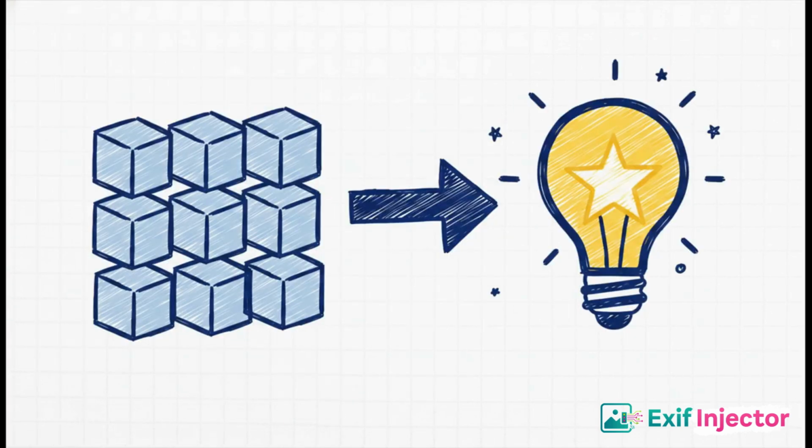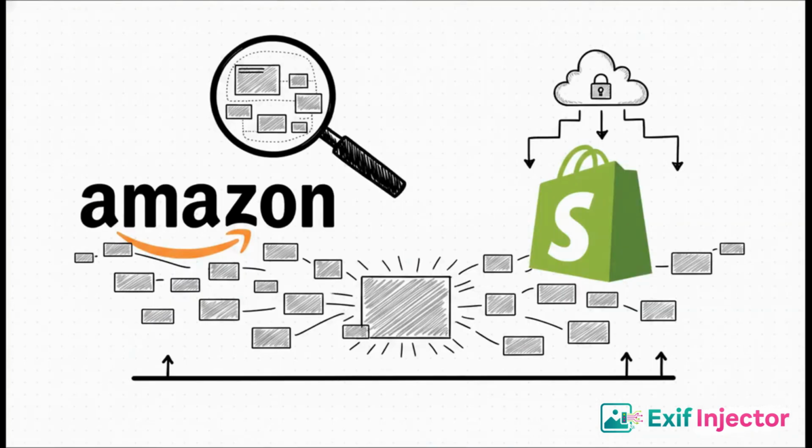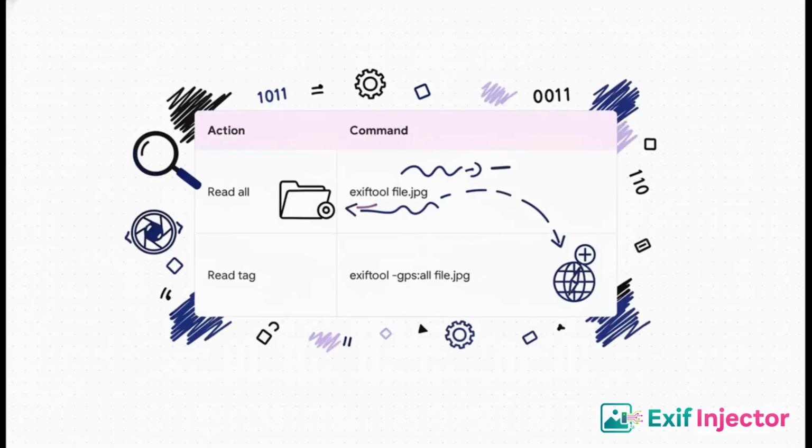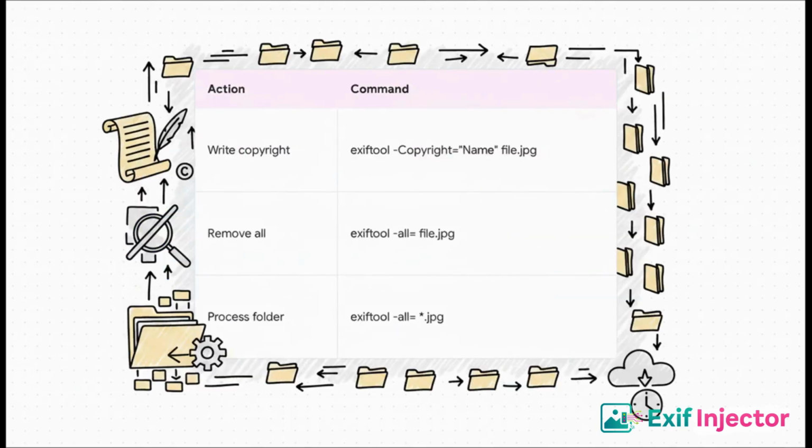You know, the IPTC standard literally calls this structured metadata essential for proper image discoverability. So getting this right is an absolute game changer for visibility on giants like Amazon and Shopify. And reading that data? Super simple. A quick command easily pulls all info or just specific tags. Plus, you can easily inject copyrights, wipe everything clean, or process entire folders in seconds.